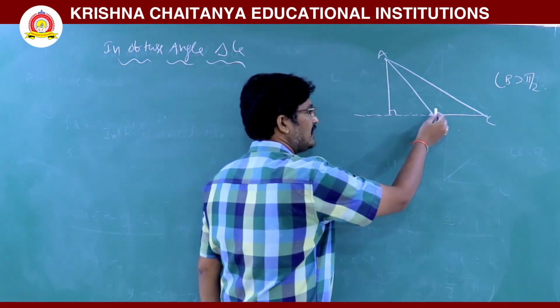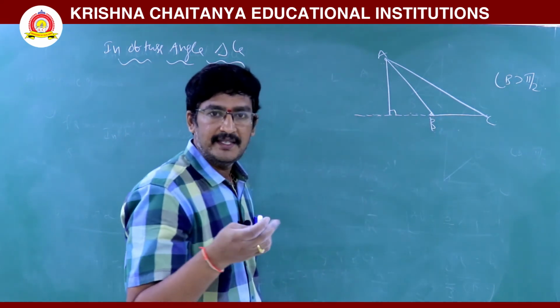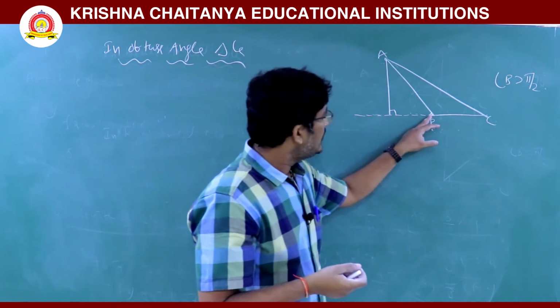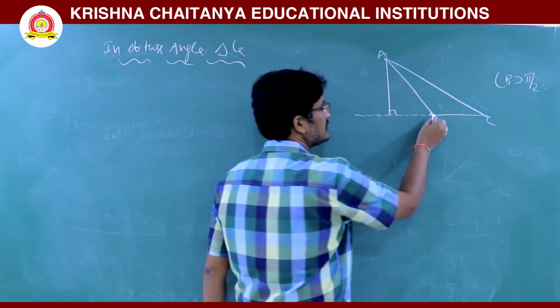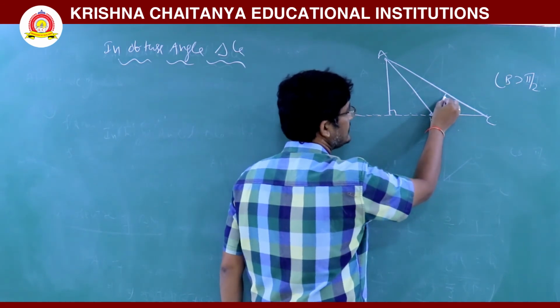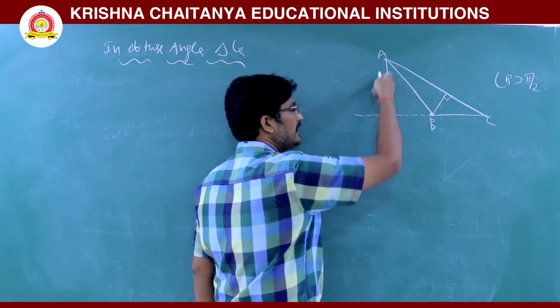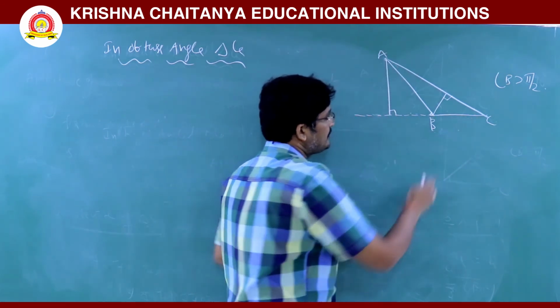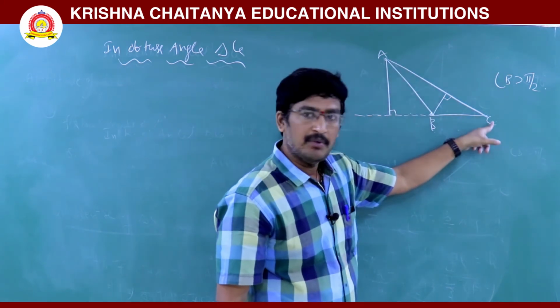The altitude passing through B means the line passing through B and subtending a right angle at the opposite side. Suppose it may be like this. This is one more altitude. This is the altitude through A, passing through A and perpendicular to the side BC bar. This is one more altitude, passing through B and perpendicular to AC bar.